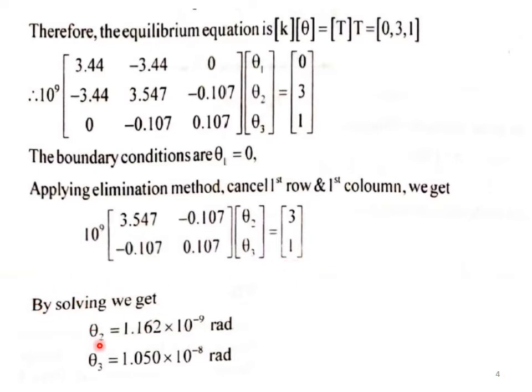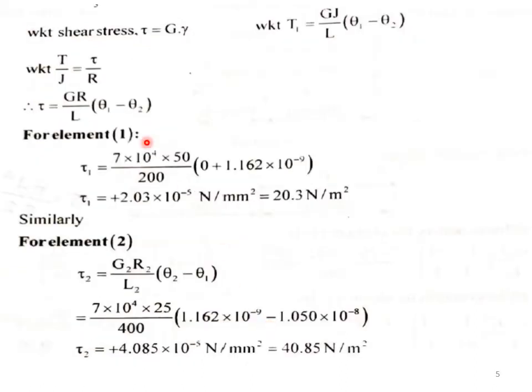by applying the elimination method, the remaining will be 10 to the power of 9 times the matrix 3.547, minus 0.107, minus 0.107, 0.107, multiplied by theta 2, theta 3, equal to 3 and 1. Those are the angles of twist. Upon solving this, theta 2 is equal to 1.162 into 10 to the power of minus 9.